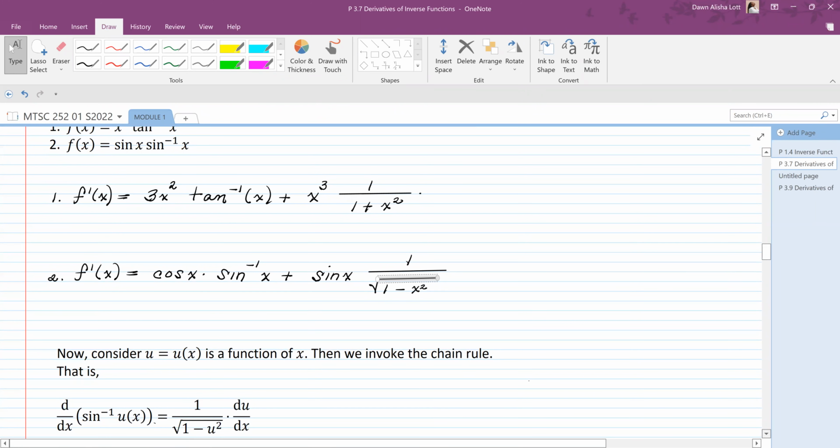So now we don't just have x, we now have u of x. All right, so now we have to invoke the chain rule. So is there anybody that needs a quick refresher on the chain rule? Please say so or type it in the chat now.